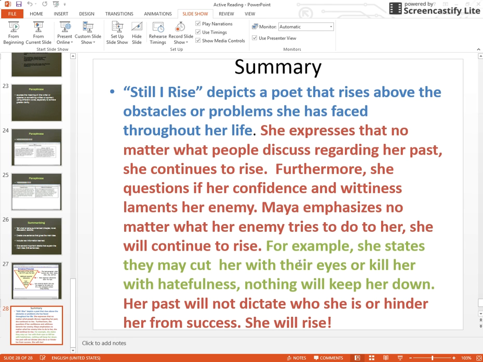Now, the next one is, for example, she states they may cut her with their eyes or kill her with hatefulness. Nothing will keep her down. So that will be a specific example to support the previous sentence about her emphasizing no matter what her enemy tries to do. She was general here, but then she gave us a specific example within her stanzas, and I placed that in there. Now, the last sentence can be either your overall insight or another point that kind of helps to wrap up what you're trying to say. So in this case, it states her past will not dictate who she is or hinder her from success.